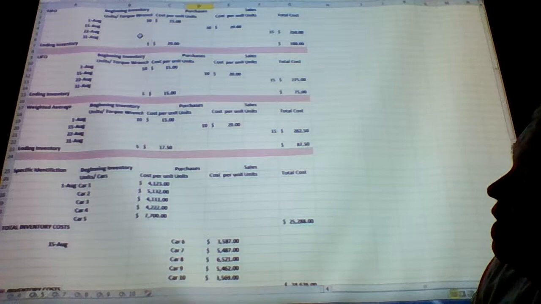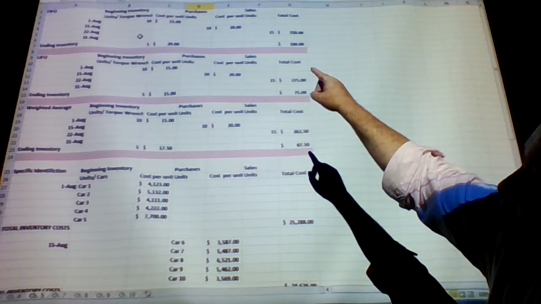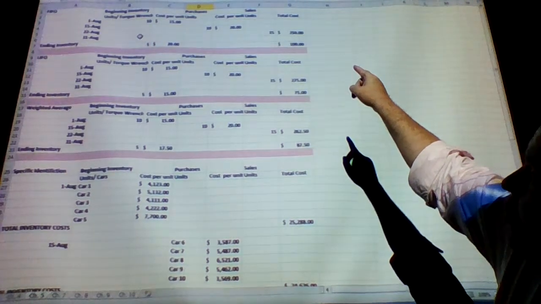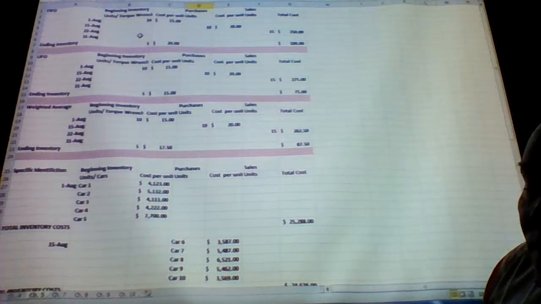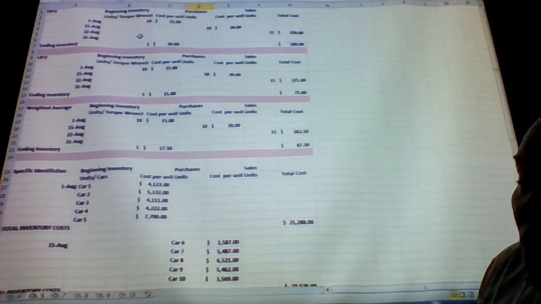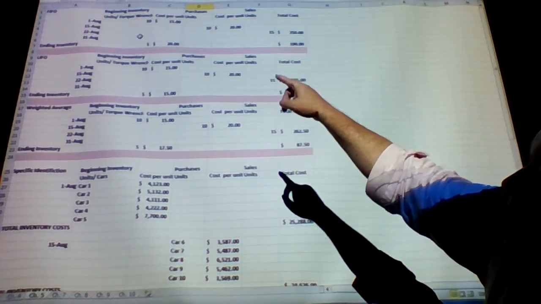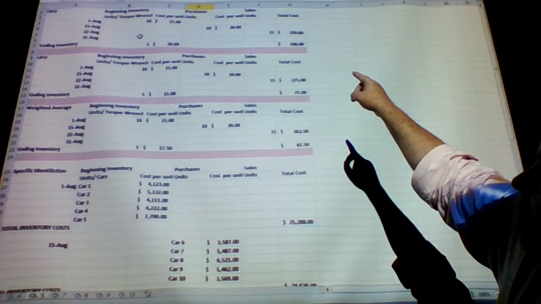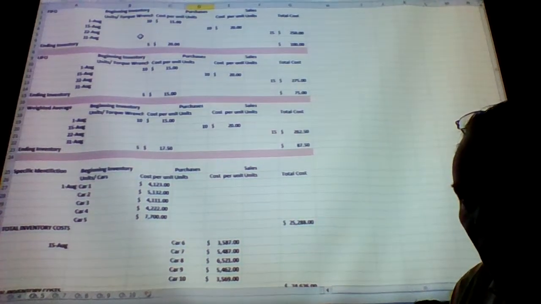So under FIFO, we're going to take the 10 at $15, and then we're going to take 5 more from the $20 to give us a total cost of sales of $250. 10 times 15 is 150, 5 times 20 is 100. That gives you your $250 total cost of sales. Your ending inventory balance would be 5 torque wrenches at a cost of $20, leaving you an ending inventory total cost value of $100. This is under FIFO, first in, first out.